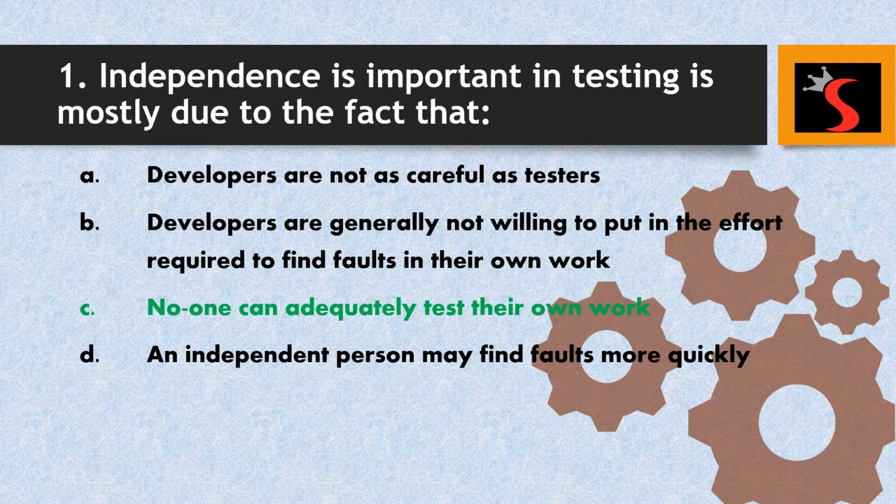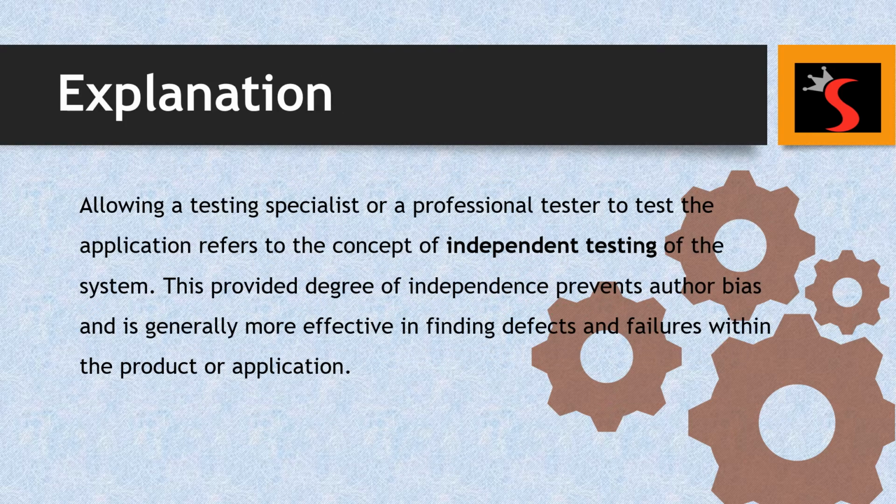And the right answer is option C. No one can adequately test their own work. Explanation: Allowing a testing specialist or a professional tester to test the application refers to the concept of independent testing of the system. This degree of independence prevents author bias and is generally more effective in finding defects and failures within the product or application.